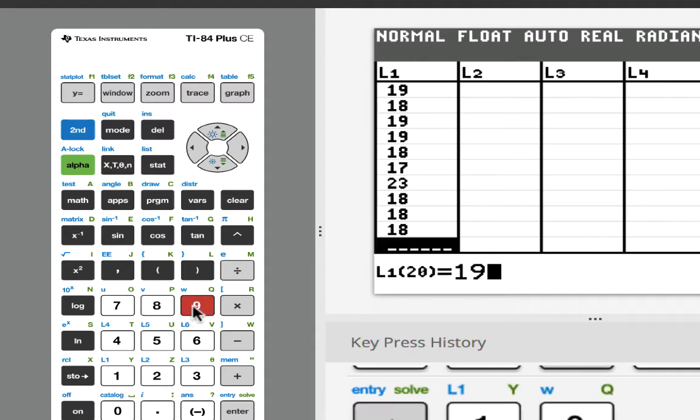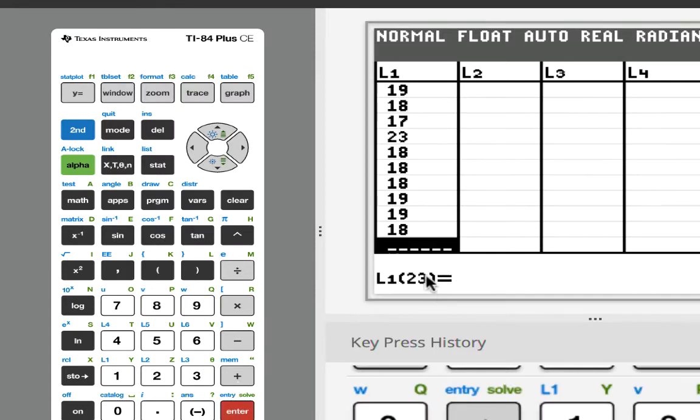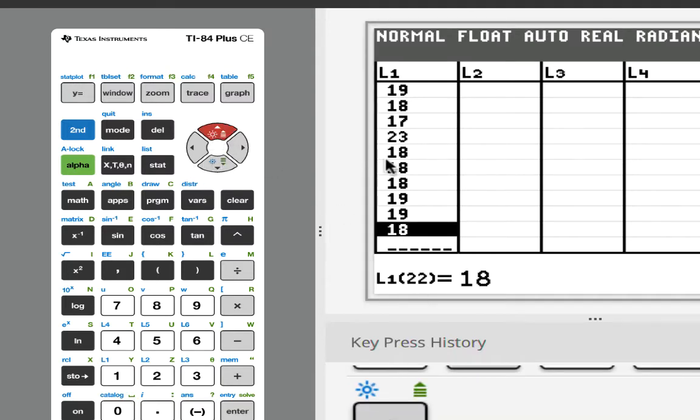A 19, one more 19, and then last 18. So see, you see this one? If you take the cursor, one more, it shows 22. So we're good to go. Now we just have to go ahead and find the mean and the standard deviation.